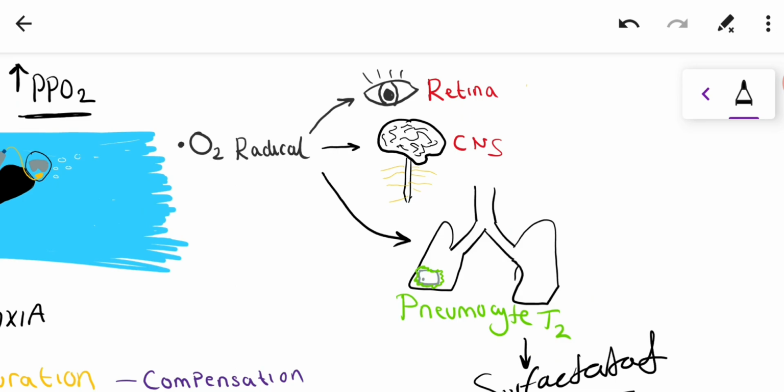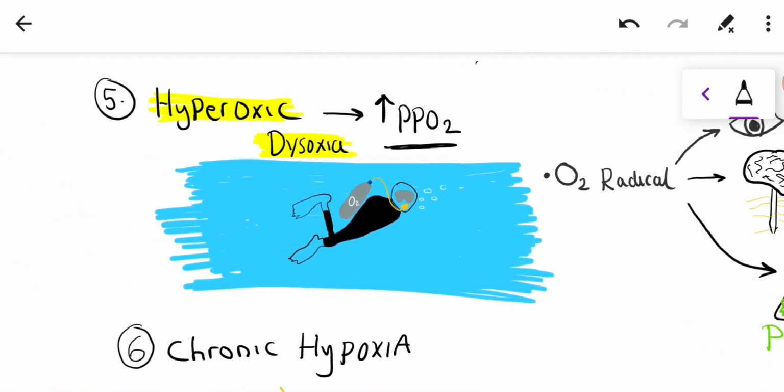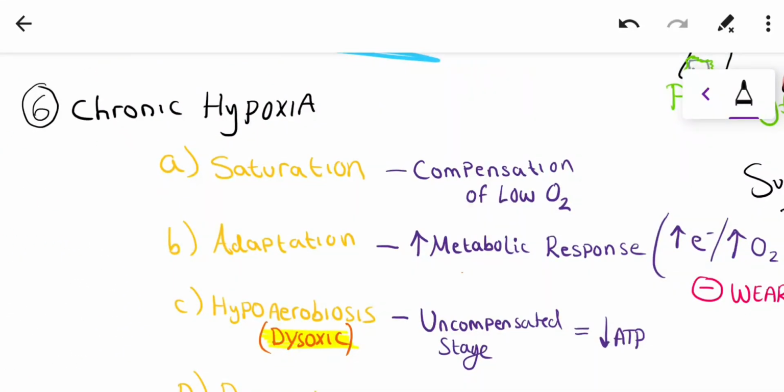Alright, retina, CNS, lungs. Next, chronic hypoxia. How does the body deal with this over time?